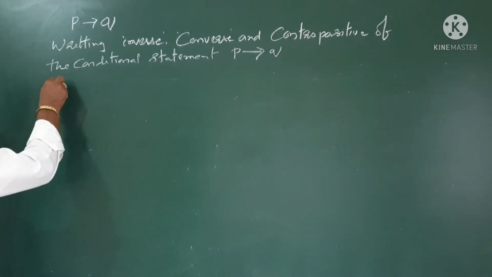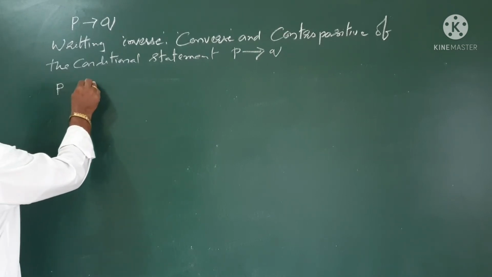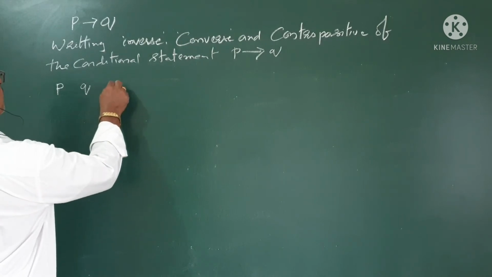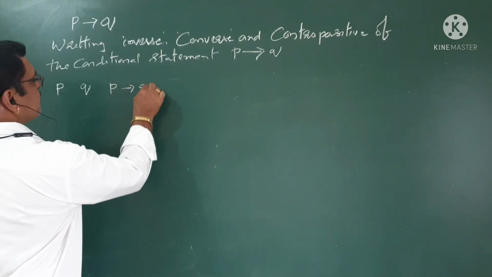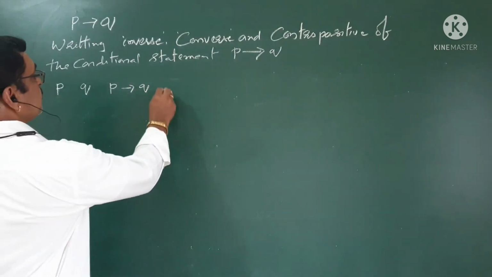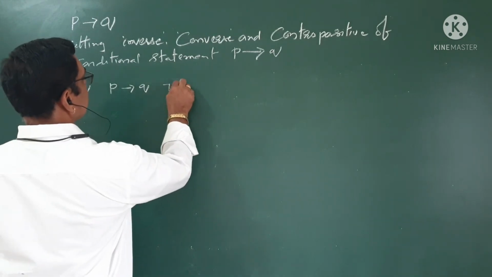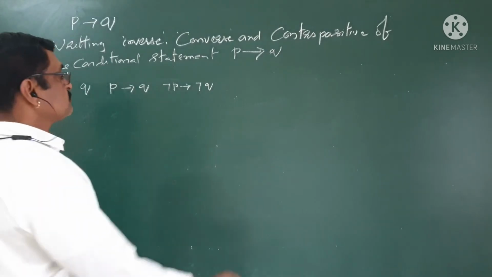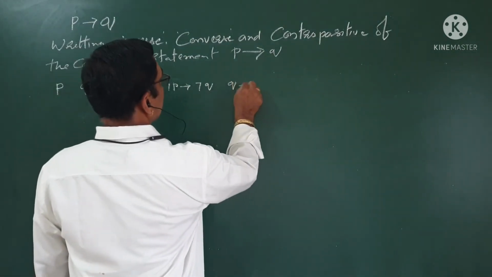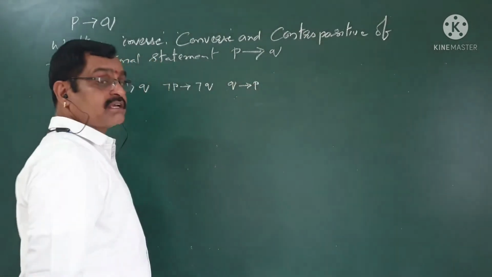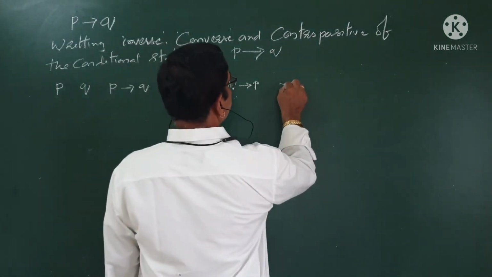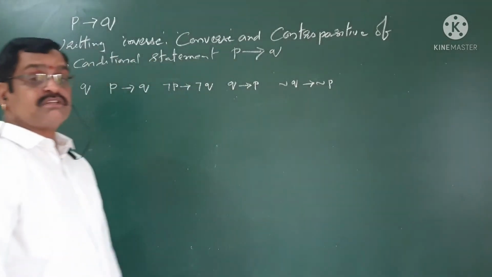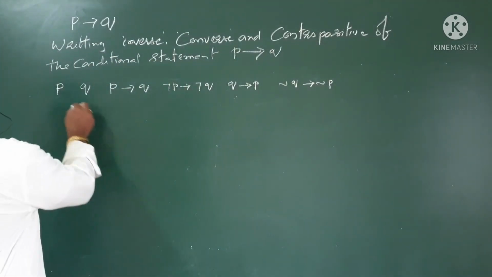P is a statement, Q is another simple statement. P implies Q is the conditional statement. Negation of P implies negation of Q is their inverse. Q implies P is their converse. Negation of Q implies negation of P is their contrapositive.